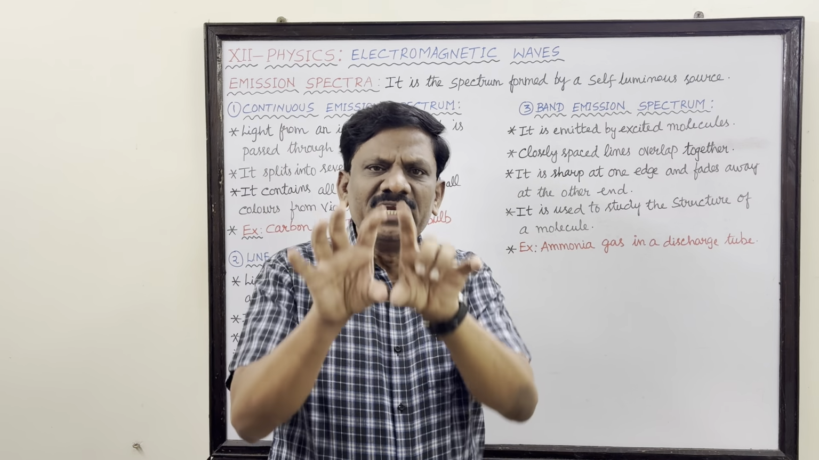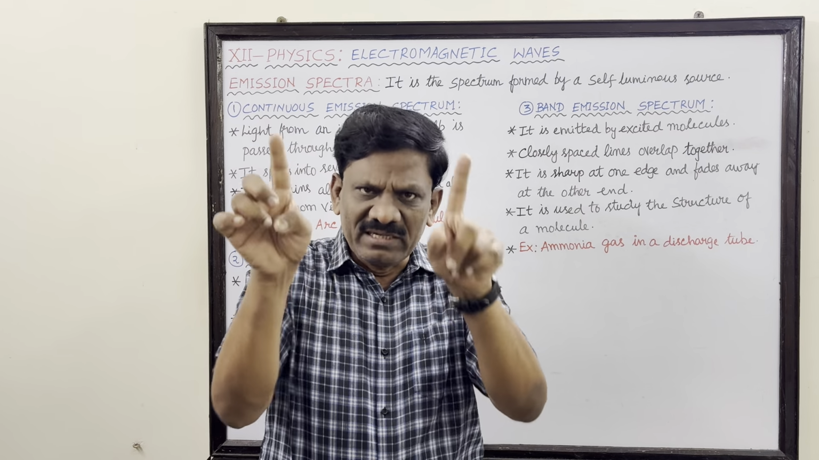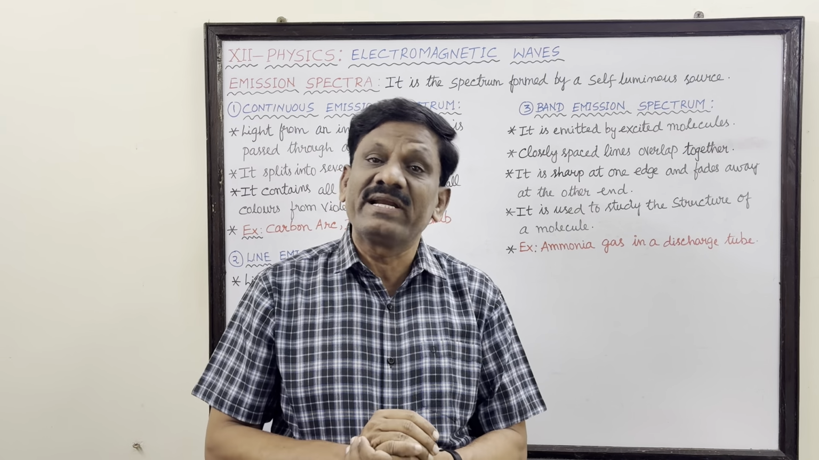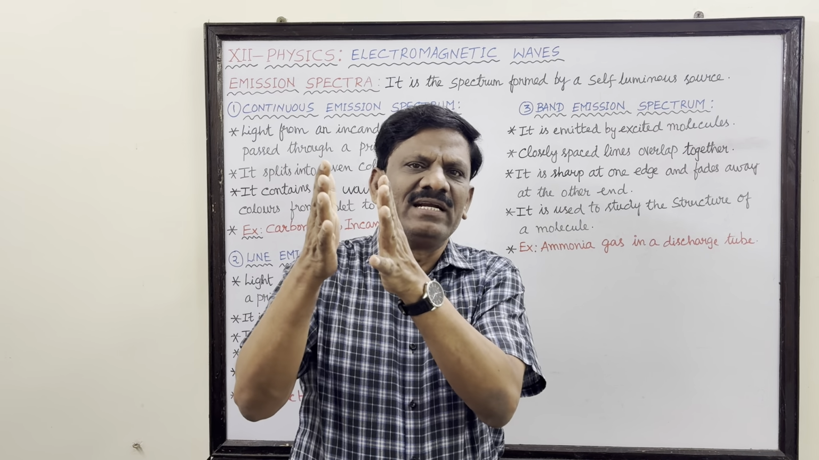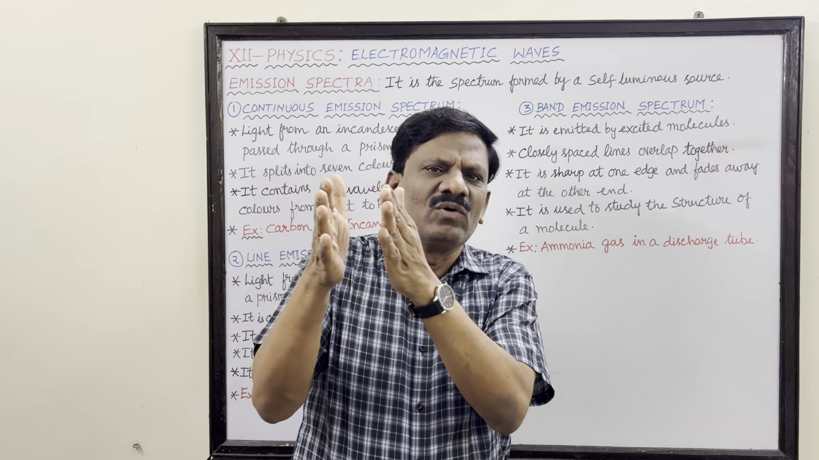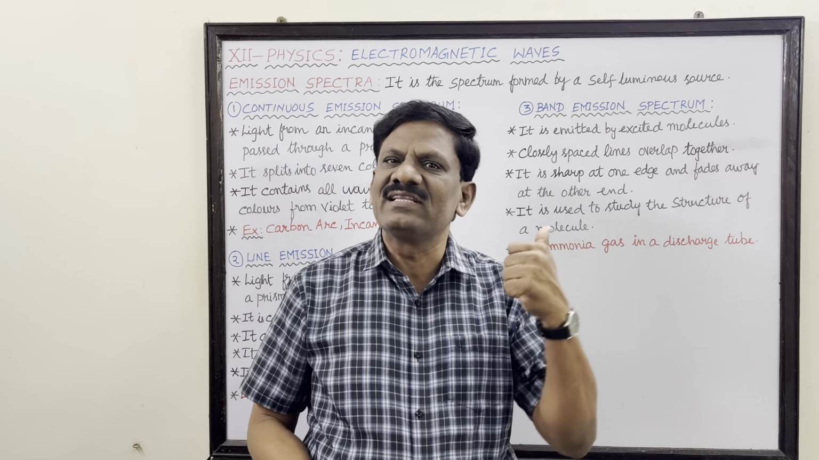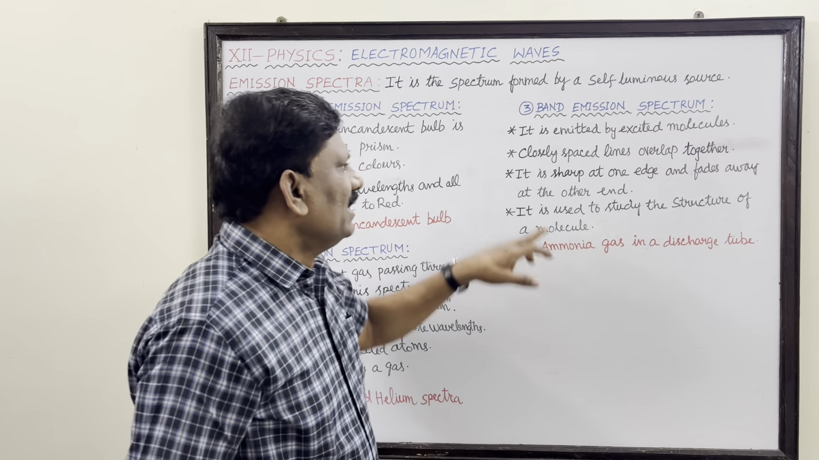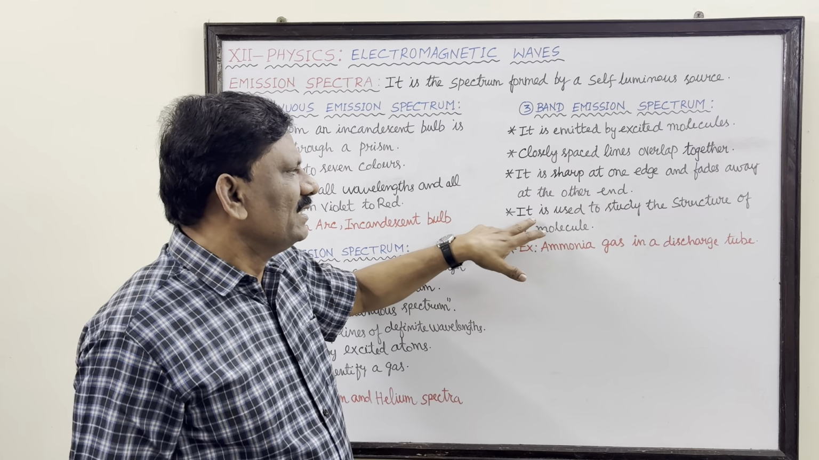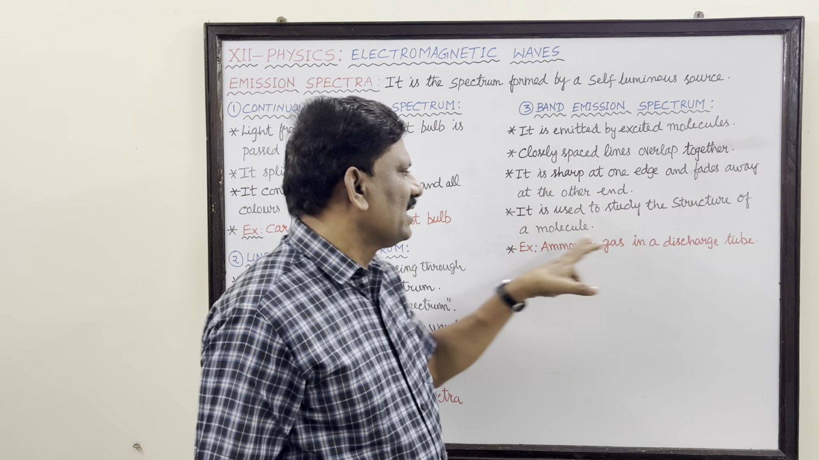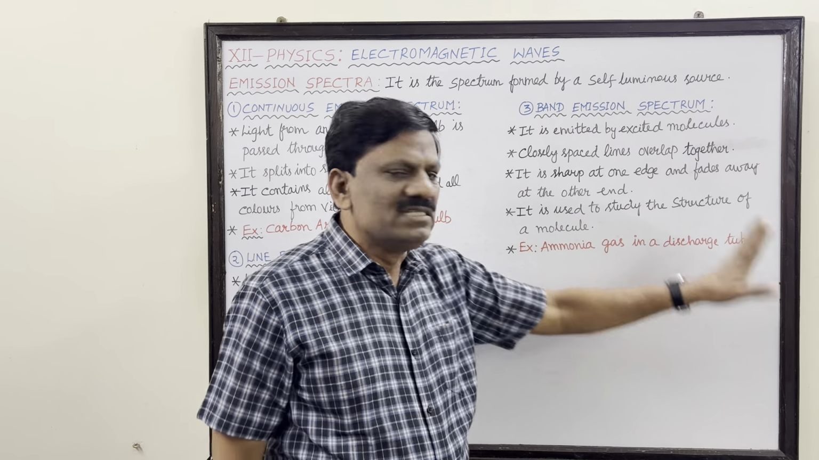In a continuous spectrum, each color in the full band has equal illumination, brightness. Whereas in the band spectrum, one end of violet will be very bright and it slowly fades away at the other edge. That is another difference between the continuous and the band spectrum. So it is sharp at one edge and fades away at the other end. It is used to study the structure of a molecule. Example, ammonia gas in a discharge tube.